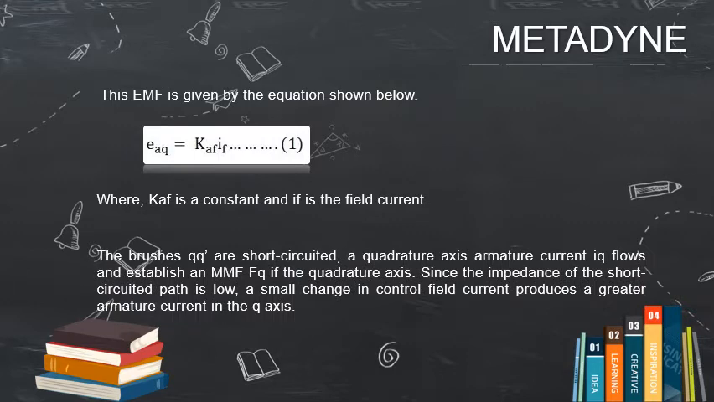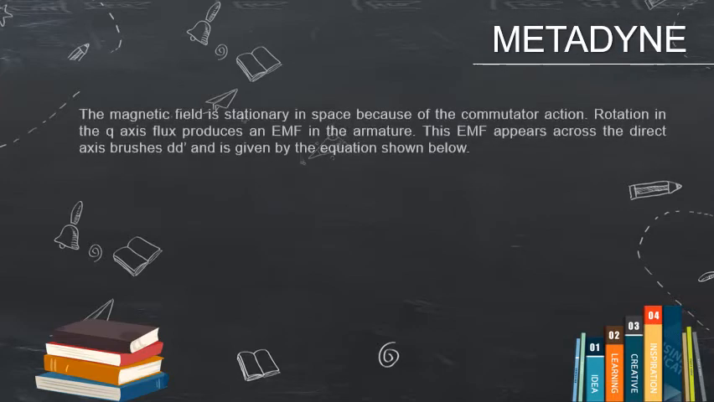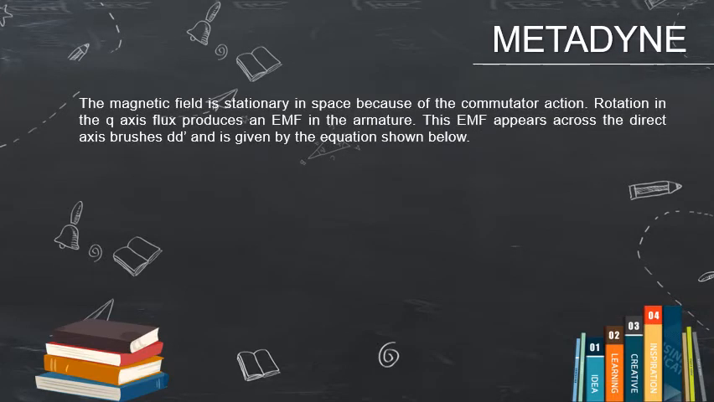Okay. So the brushes Q Q dash are short circuited. A quadrature axis armature current IQ flows and establishes an EMF FQ in the quadrature axis. Since the impedance of the short circuit path is low, a small change in control field current produces a greater armature current in the Q axis. The magnetic field is stationary in space because of the commutator action. Rotation in the Q-axis flux produces an EMF in the armature. This EMF appears across the direct axis brushes D D dash.